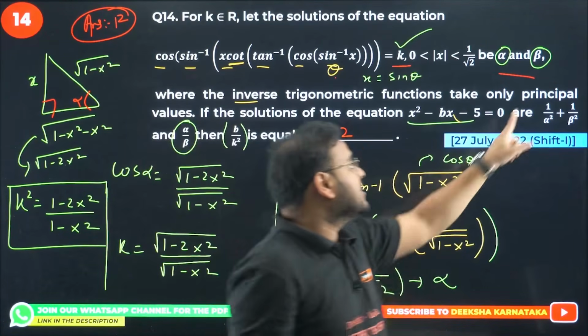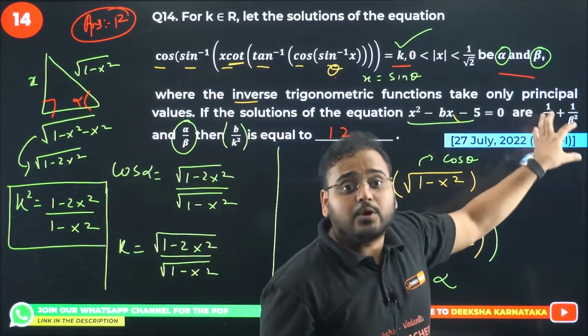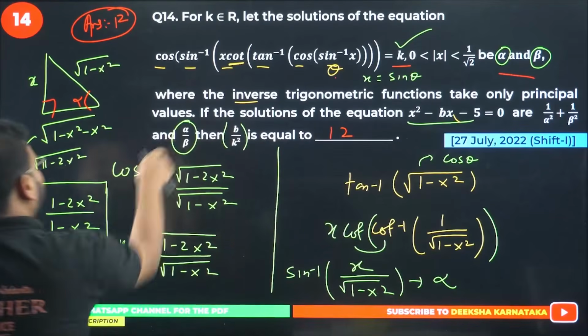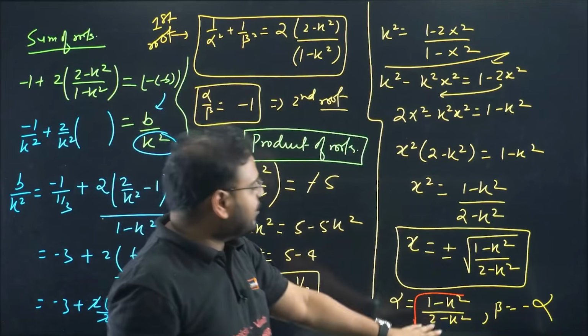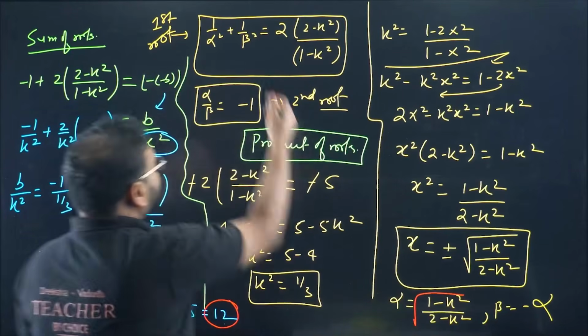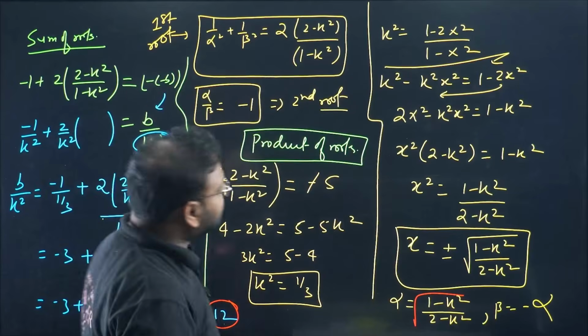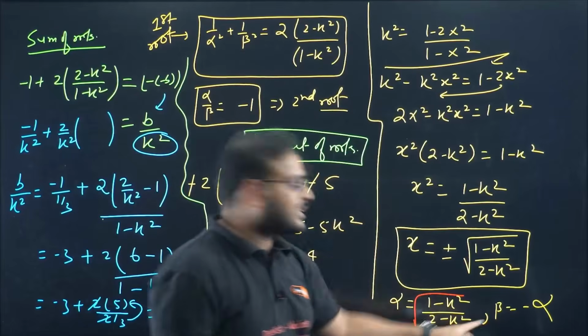One root was 1 by alpha square plus 1 by beta square. This was one of the roots. Another root is alpha by beta. So I found this 1 by alpha square, 1 by beta square. If you do that, you're going to get rid of the squares, square roots, and then simply add that. 2 times of 2 minus k square, 1 minus k square I get. And alpha by beta will become minus 1 because they are both equal but negative in sign.